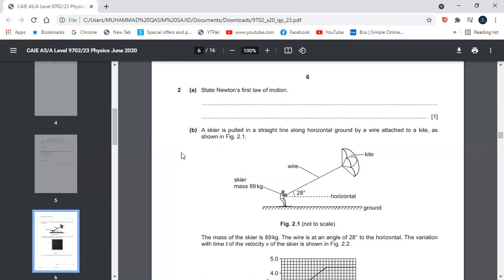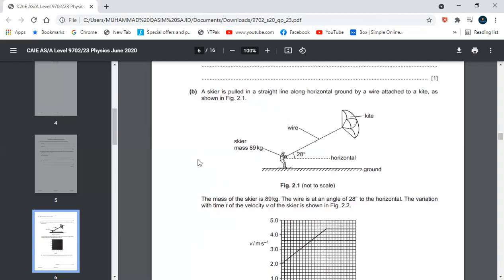Define Newton's first law of motion. An object at rest remains at rest, and an object in motion remains in motion, unless an external force acts on it. So Newton's first law says that a body continues at rest or at constant velocity unless acted upon by a resulting force.